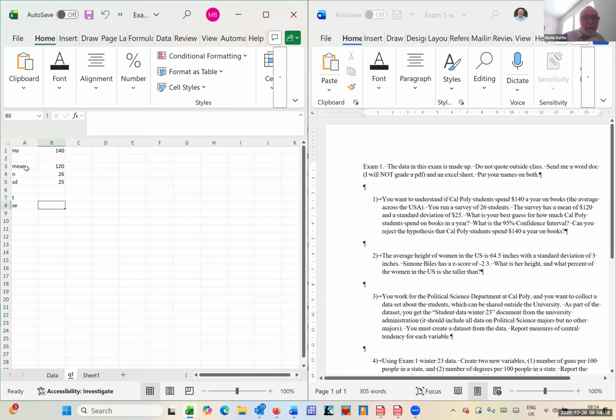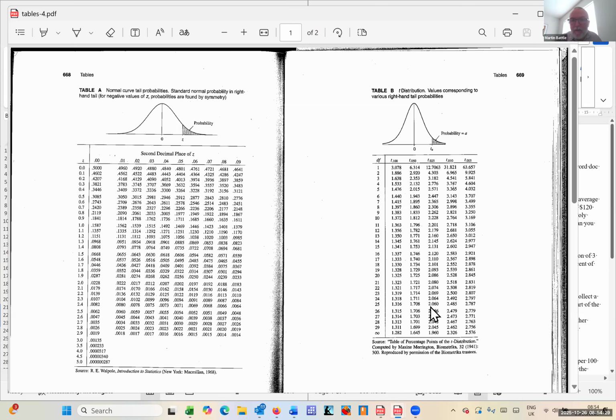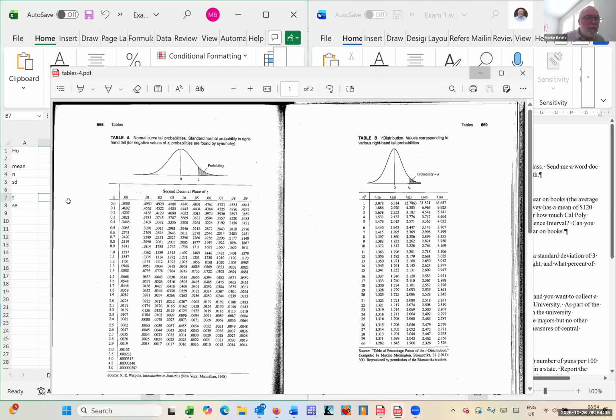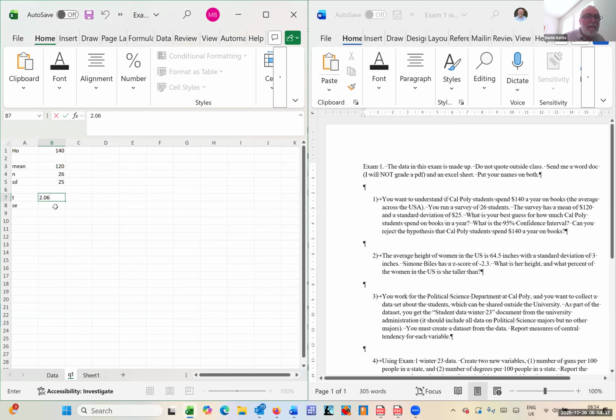Yeah. So T is simply degrees of freedom, n minus one, using that T table. So let's pull up the T table. So I've got 26, so that's 25, 2.06. All right. So T is 2.06. My standard error, if I go to the equation sheet, remember that's equal to the standard deviation divided by the square root of n, 4.902. If you round it to 4.9, if you're doing it by hand, that's perfectly fine.